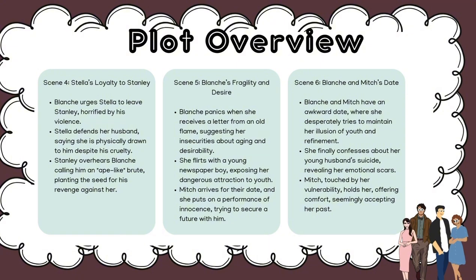Scene 6. Blanche and Mitch's date. Blanche and Mitch have an awkward date where she desperately tries to maintain her illusion of youth and refinement. She finally confesses about her young husband's suicide, revealing her emotional scars. Mitch, touched by her vulnerability, holds her, offering comfort, seemingly accepting her past.